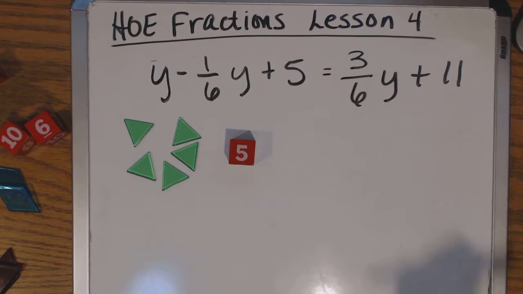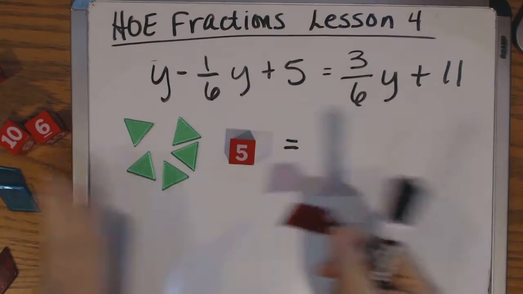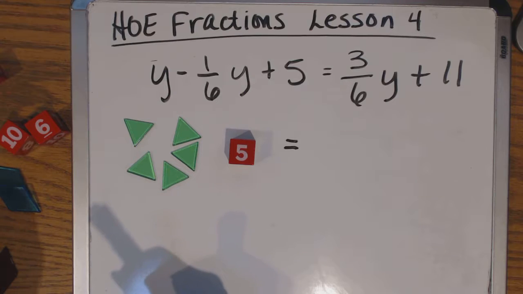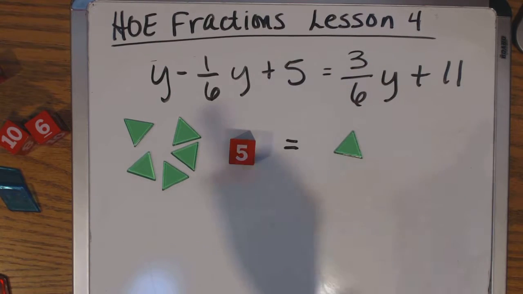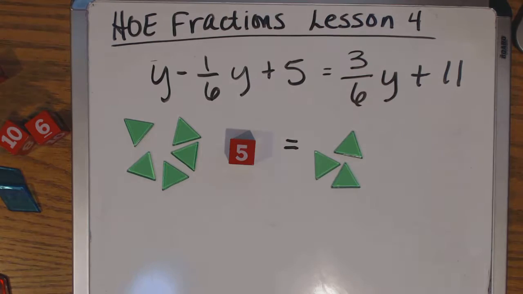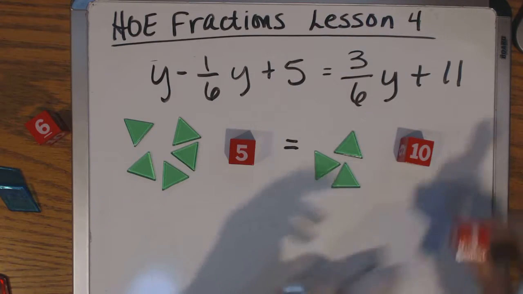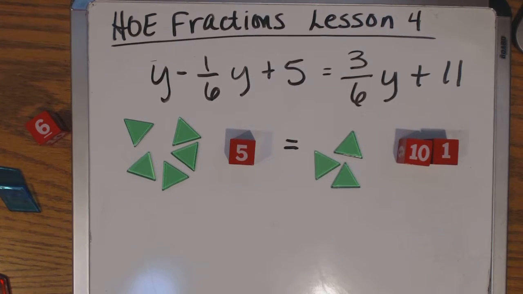And this is going to equal 3/6 of y, which some of you might see is a half and might think it makes sense to reduce this, but considering I'm working with sixths on the left side, I am going to keep it in terms of sixths on the right. It's going to make it easier to do my addition and subtraction, okay? Plus 11.